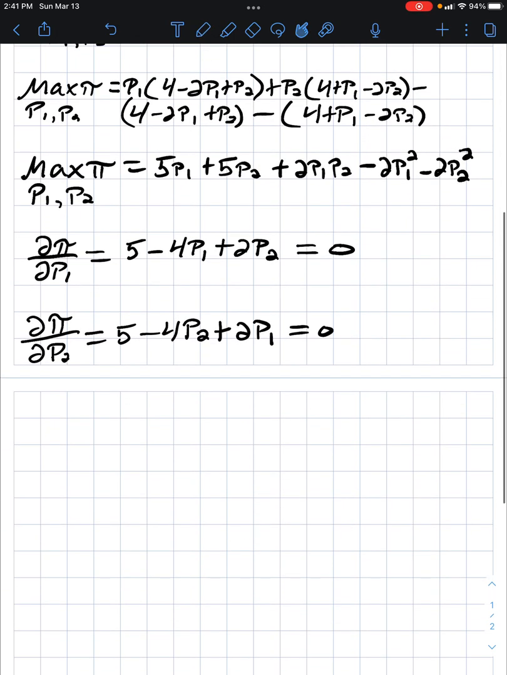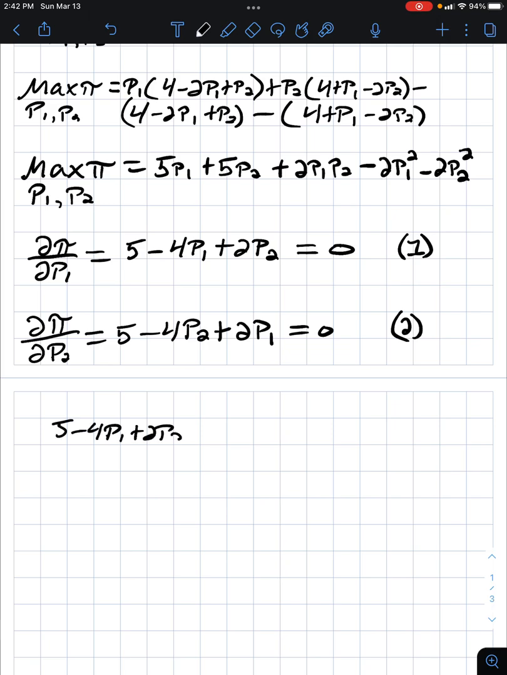And now we have two equations, a system of equations, so we can use substitution, elimination, any method. We need to solve for either P1 or P2. I'm going to eliminate P1. So let's call this equation 1, and call this equation 2. I'm going to take equation 1, 5 minus 4P1 plus 2P2, and multiply it by 2.